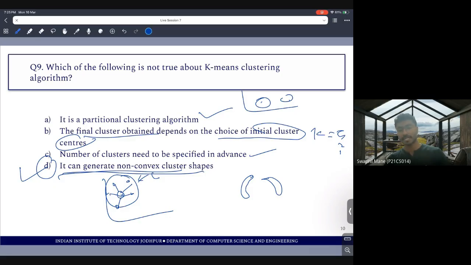What exactly is the elbow method? The elbow method means if you have multiple k values, this is the k value and this is your silhouette value. Silhouette, Dr. Pabitra has mentioned the equation of that, which is an average of intra-cluster distance divided by inter-cluster distance, right?